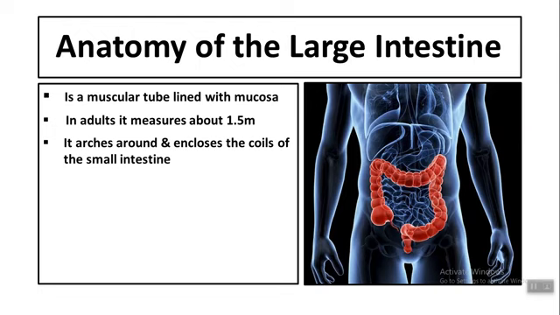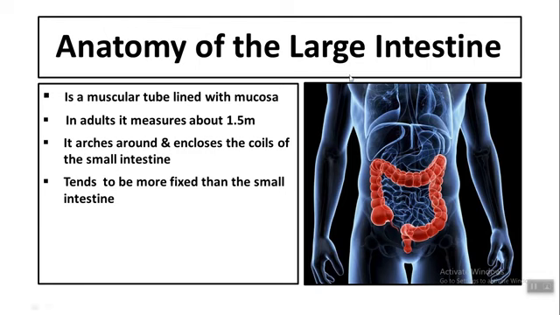It arcs around and encloses the coils of the small intestine. We can see that the small intestine is located at the central part of the abdominal cavity, while the large intestine extends at the periphery of the abdomen surrounding the small intestine. It tends to be more fixed than the small intestine.